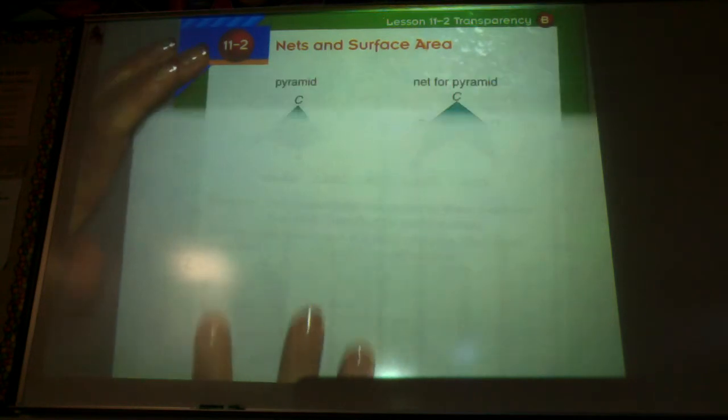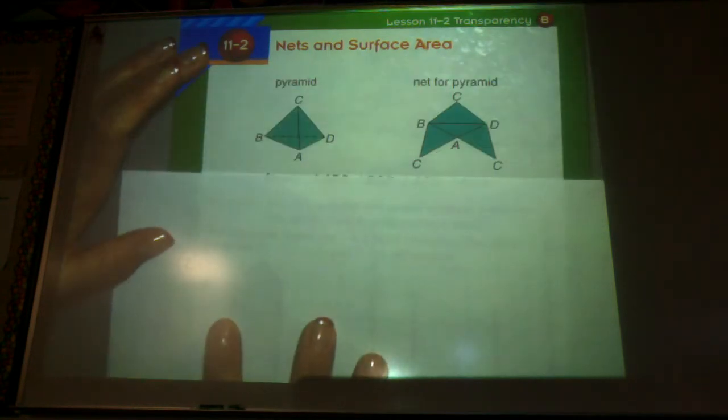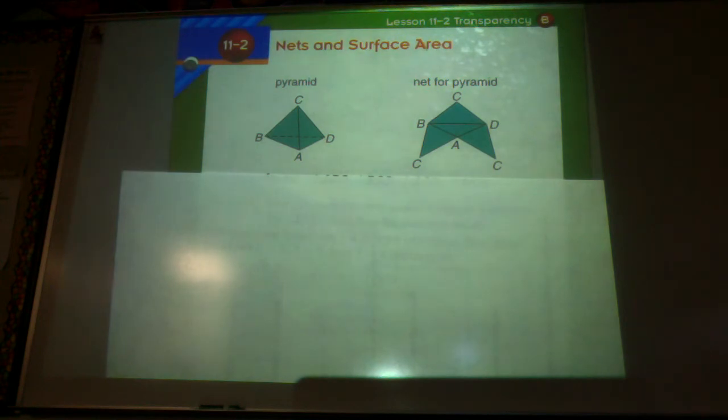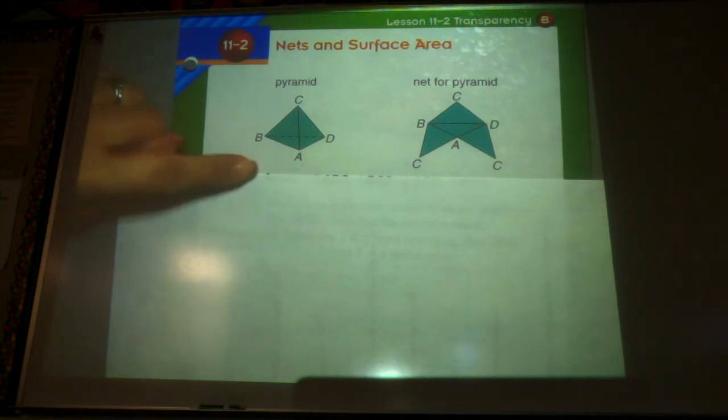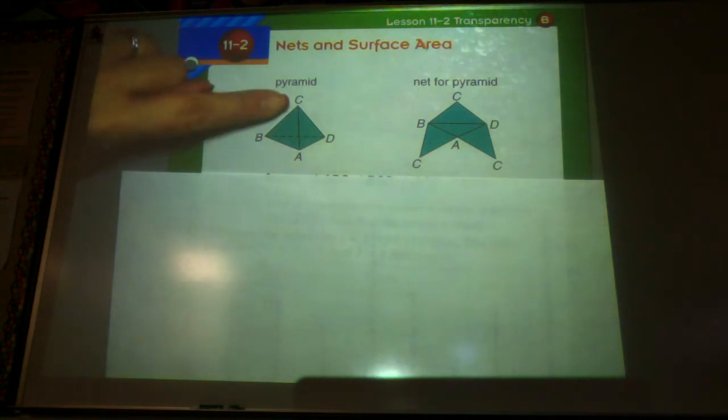So a net comes from the three-dimensional solid. So here's your three-dimensional solid. So we've entered the world of 3D. So this is a pyramid, and it's a triangular pyramid because the base of this pyramid is a triangle. There's all kinds of different pyramids. There could be square pyramids, pentagonal pyramids, whatever the base is that that pyramid is sitting on. Pyramids always come to a point. The base is how we name it.